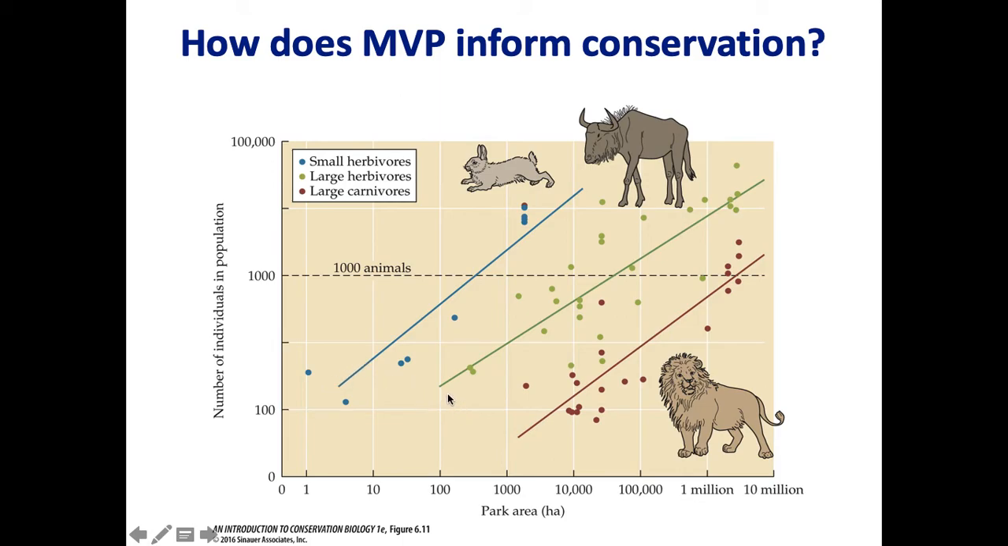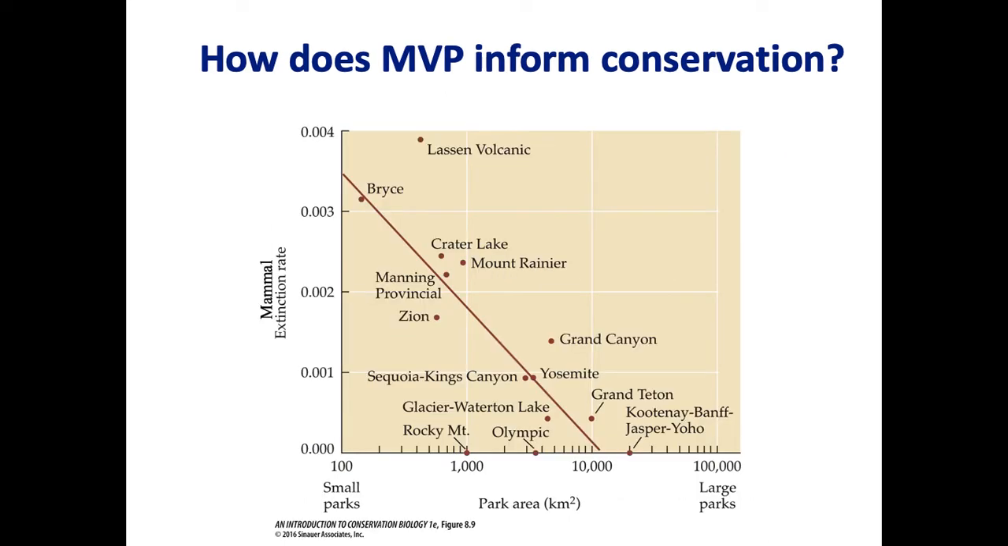But you need a bigger park area to have a population of large herbivores, like here's a picture of a wildebeest. And so we see that as the park area increases, we get larger populations. But again, we don't start getting large herbivores until we have a certain size population. We don't get large carnivores until we have even larger parks. But again, they still scale with population size, where we get larger populations with larger parks. And so this can inform what we need to do when we're planning wildlife preserves.